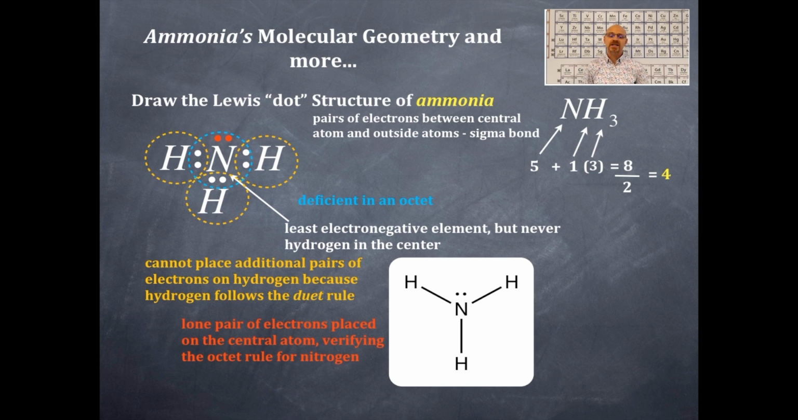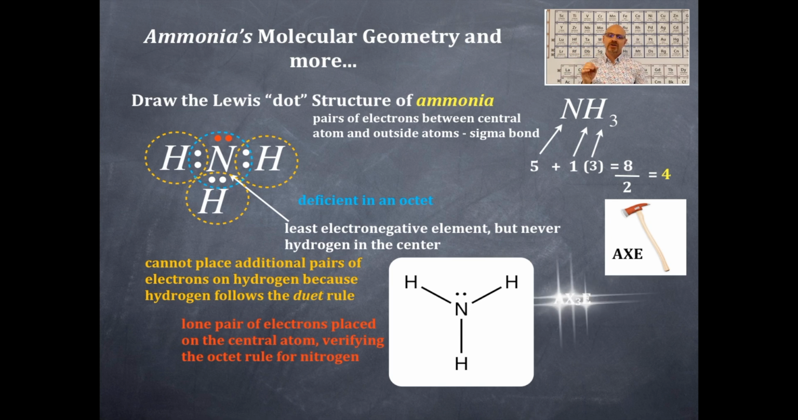Okay, now from this, I'm going to do the AX notation. Everybody knows the AXE. The A is the central element. That's the nitrogen. How many X's do I have? Those are the hydrogens on the outside. I've got 3 of those. How many E's on the central element? That's 1. So I should have AX3E. That is what I have.